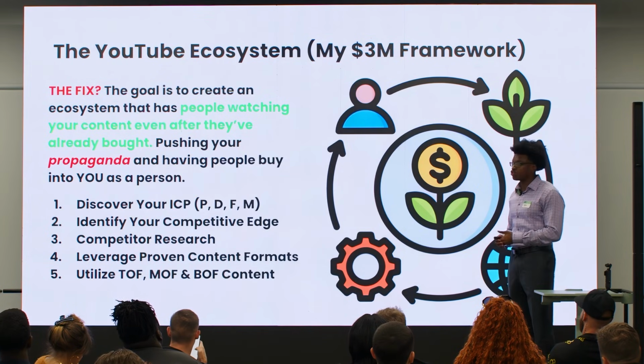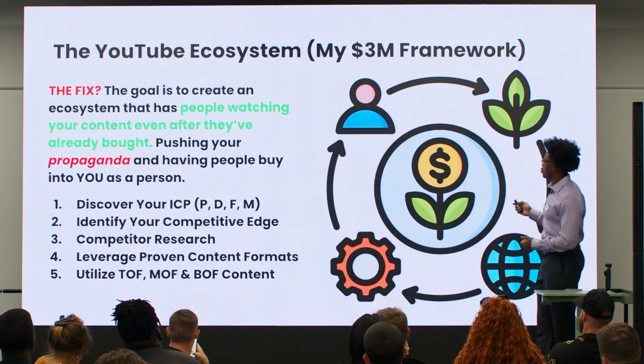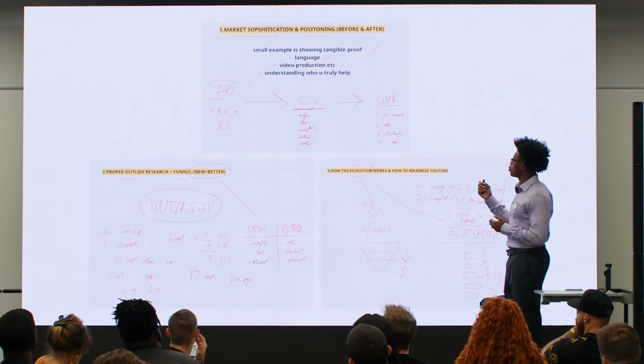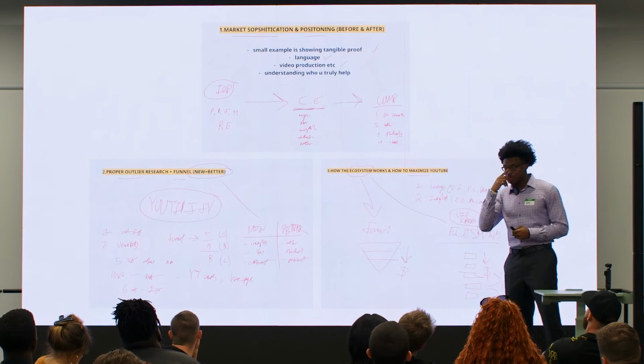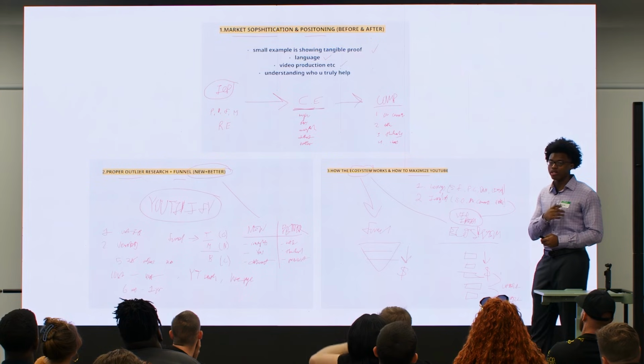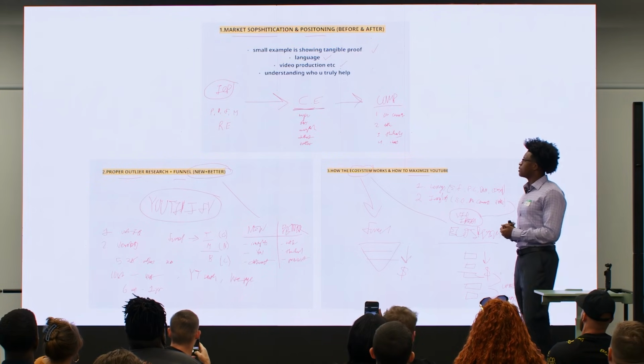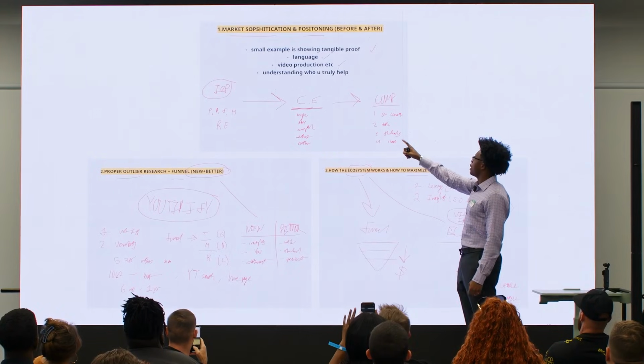I'm going to let you guys know how I think about it when it comes to YouTube as well, so you can once again create the ecosystem that you see here. So this is some visuals from a recent YouTube video I posted. This is tied to the client that is doing $1 million per month, and they sell the $15,000 info product offer. And essentially, it starts with market sophistication and positioning.